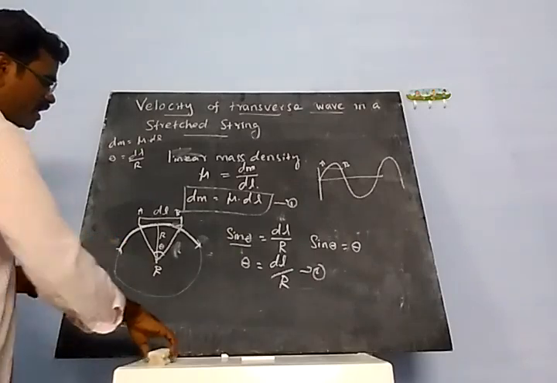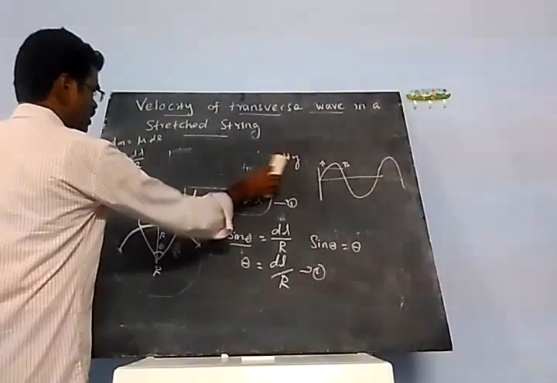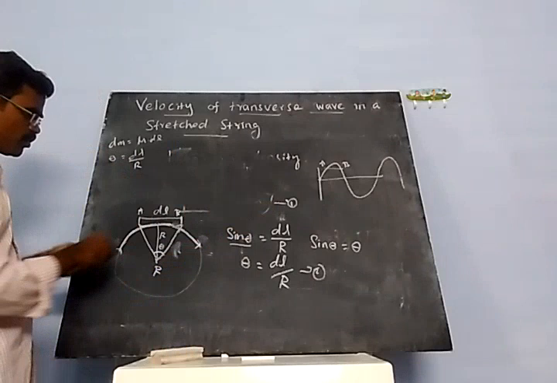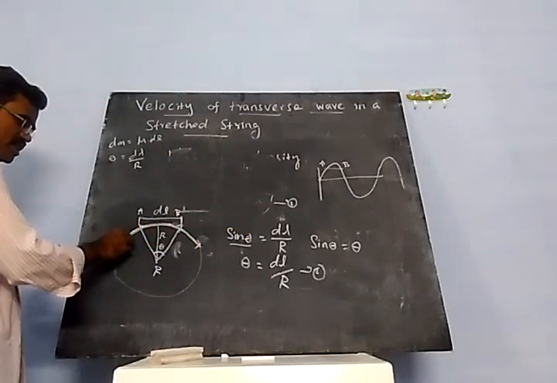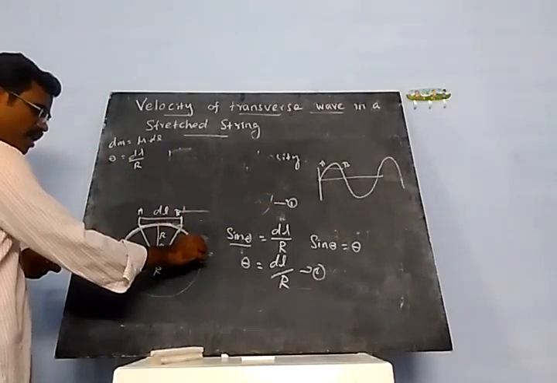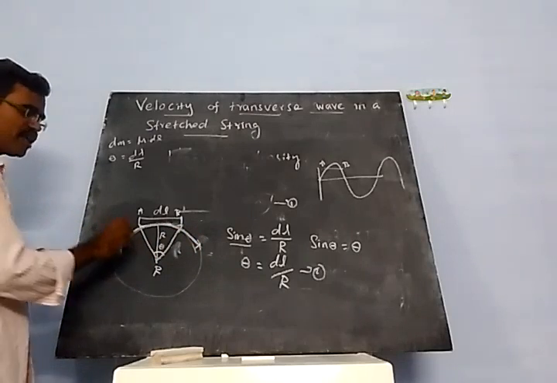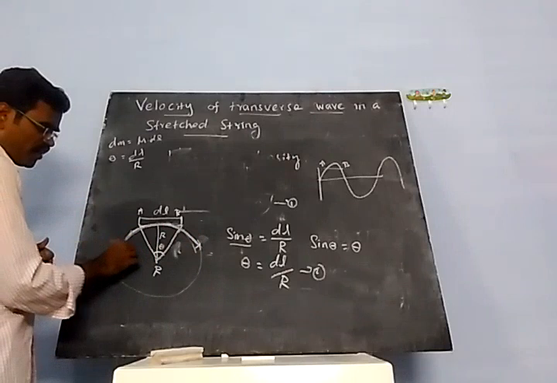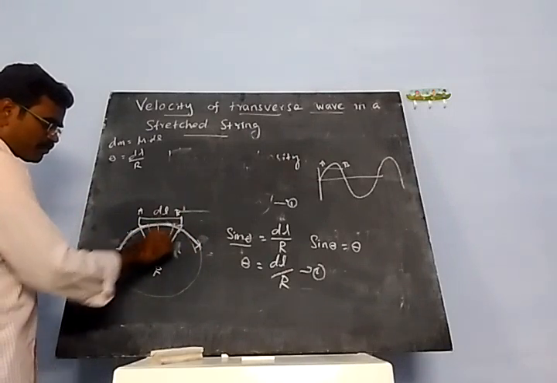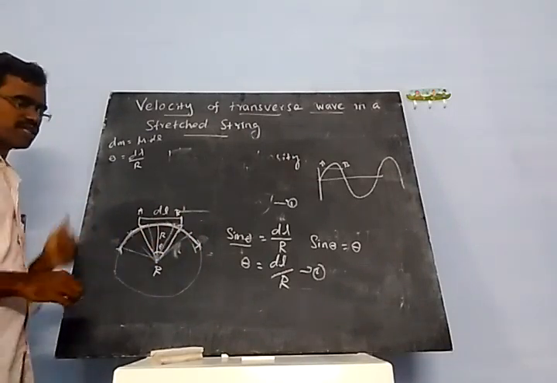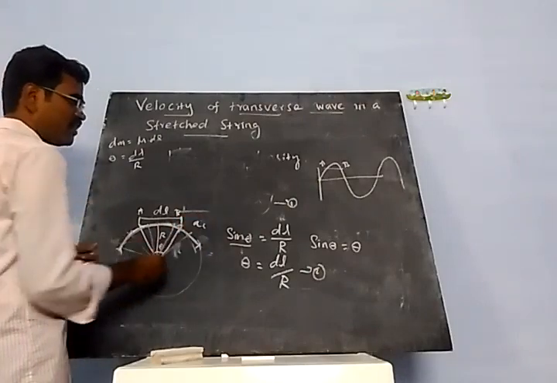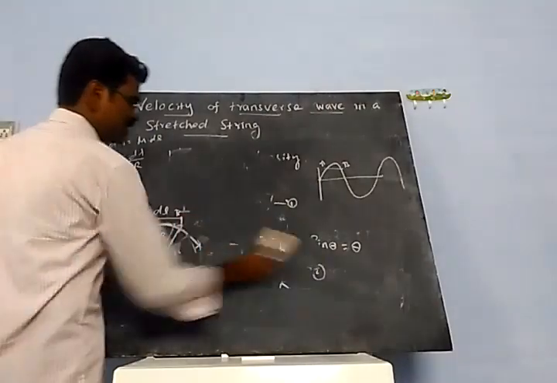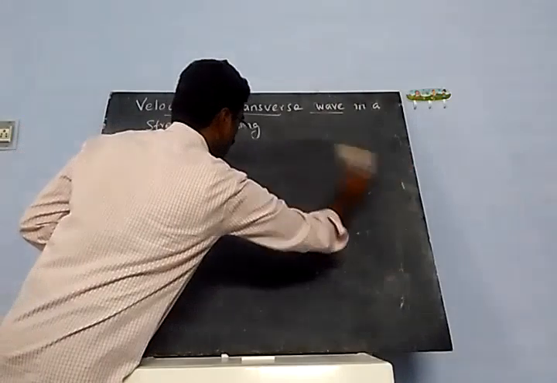Then next, this circle will be moving like this. Here the centripetal acceleration is acting because this point is always directed towards the center. So centripetal acceleration is there, and that centripetal acceleration we are going to calculate.